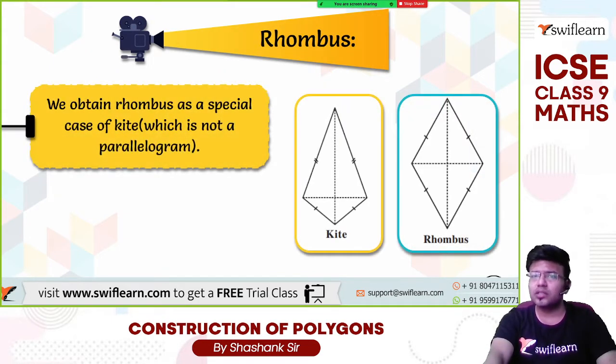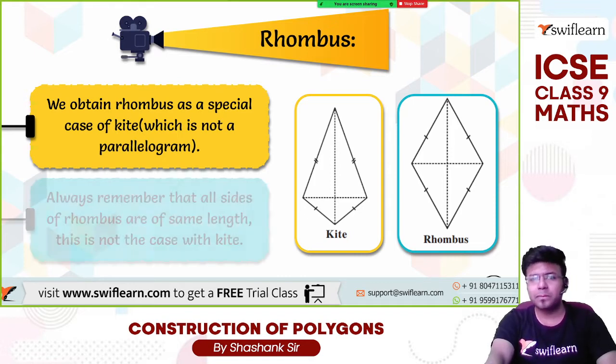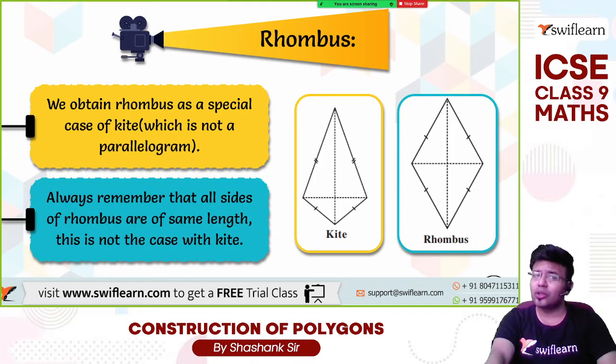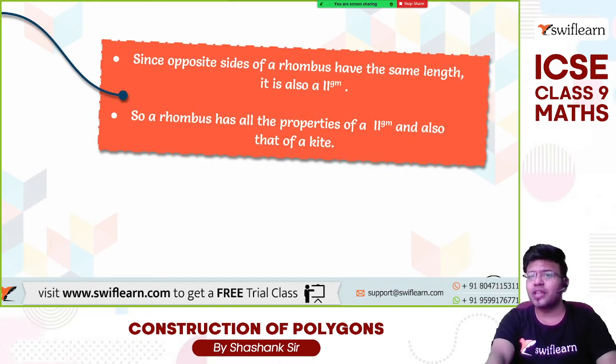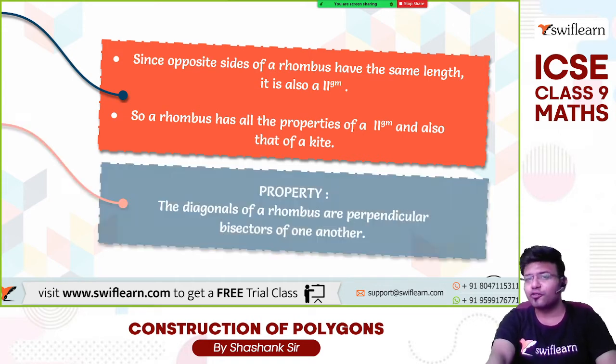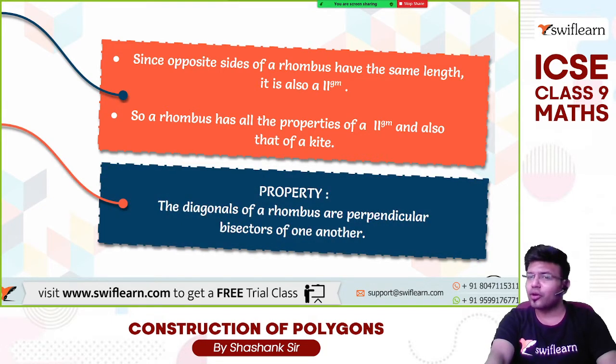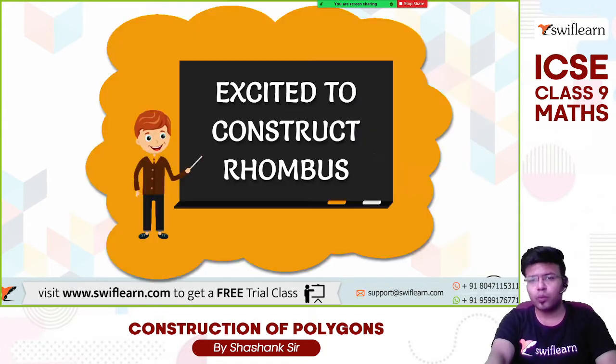So, what is this rhombus? We obtain a rhombus as a special case of a kite, which is not a parallelogram. Always remember that all sides of the rhombus are of the same length, as not in the case of a kite. Since opposite sides of a rhombus have the same length, it's also a parallelogram. So a rhombus has the properties of a parallelogram and also that of the kite. The diagonals of the rhombus are perpendicular to each other and bisect one another.